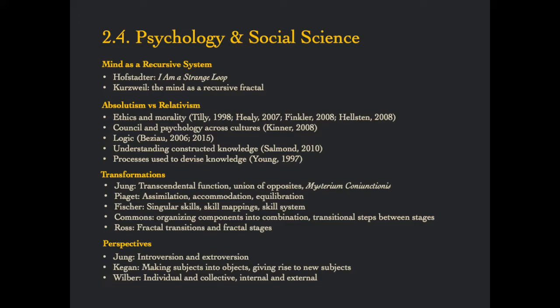Michael Commons also followed along similar lines as Piaget, where he proposed organizing components into combinations, and he terms these transitional steps between stages. And Commons' notion of this is that people first start with some sort of an equilibrium, and then new information is introduced, and this new information is either negated or it's complemented.